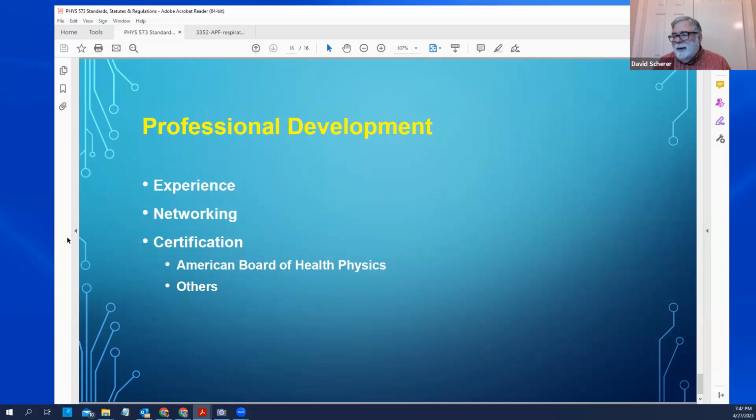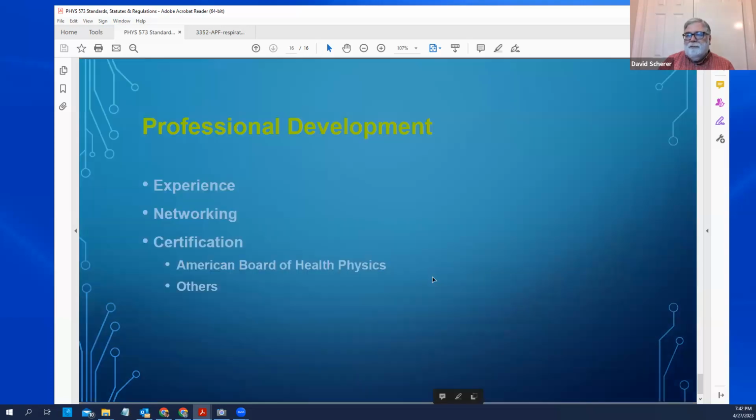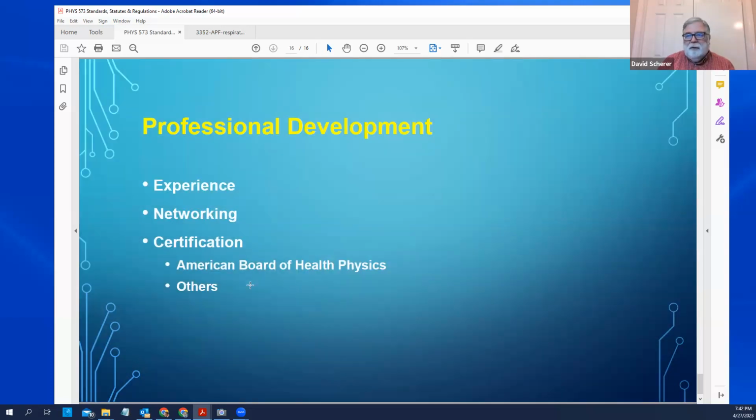And then one way to demonstrate your competence and all the experience you gain is through certification. Certification is based on a combination of educational background and experience. Almost all certification programs require both. The one that's probably most important in our area is the American Board of Health Physics. And so you should look into that.